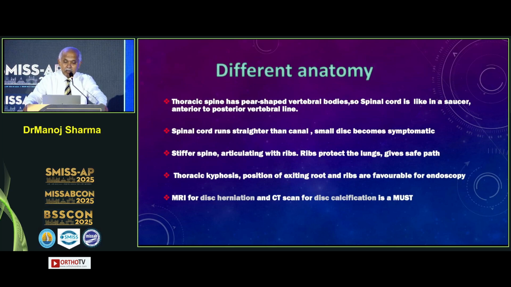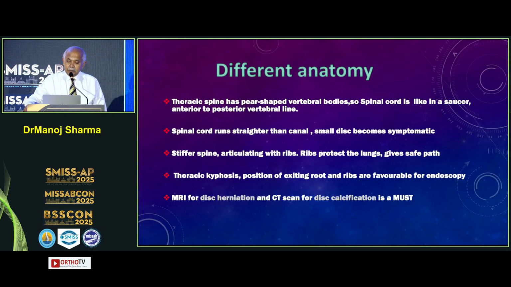And the spinal cord runs straighter than the canal. The canal is kyphosed and the spinal cord runs straighter, so even a small disc will cause a problem. It is a stiffer spine articulating with the ribs, but ribs are your friend because a rib will protect your needle, it will protect the lung, and it will guide you to where you want to go.